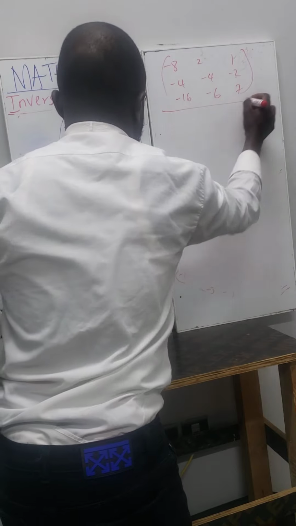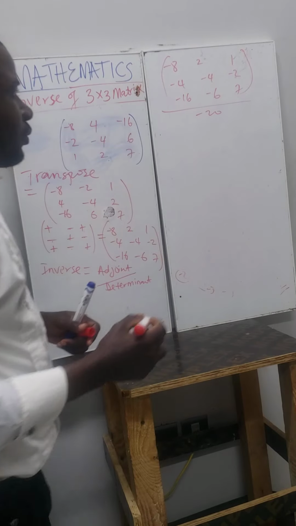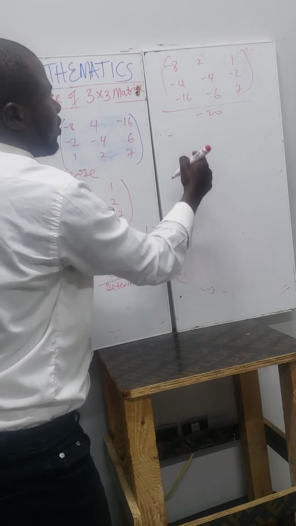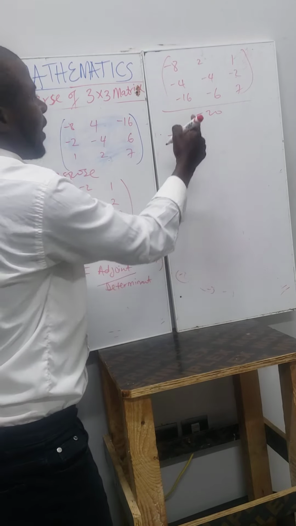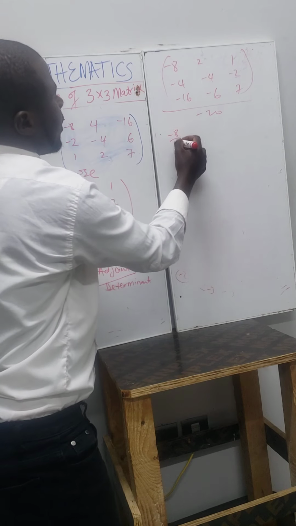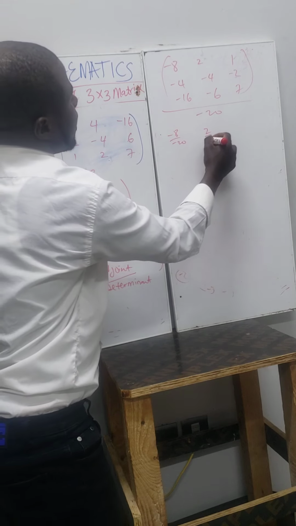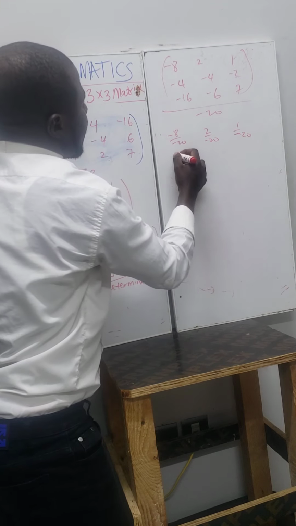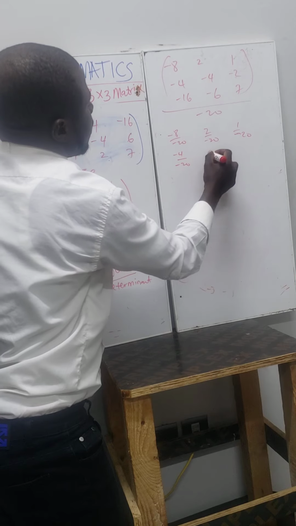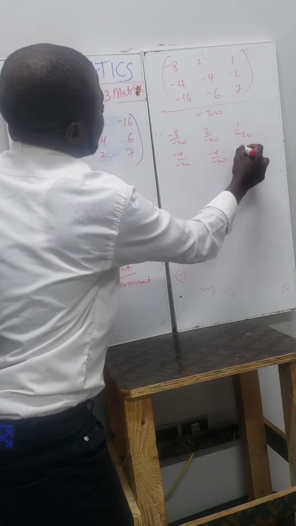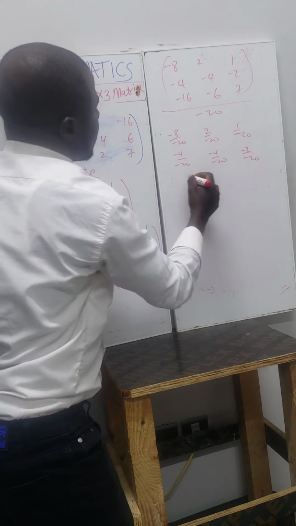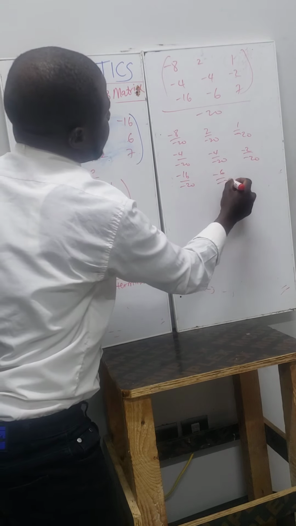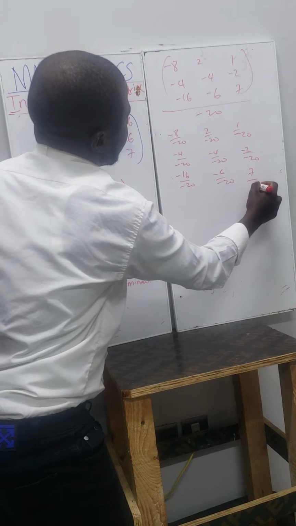All of them divided by what? Divided by minus 20. You understand? So we can take each of the elements one by one. Divide each of them by minus 20. Minus 8 divided by minus 20. 2 divided by minus 20. 1 divided by minus 20. Minus 4 divided by minus 20. Minus 4 divided by minus 20. Minus 2 divided by minus 20. Minus 16 divided by minus 20, minus 6 divided by minus 20, 7 divided by minus 20.